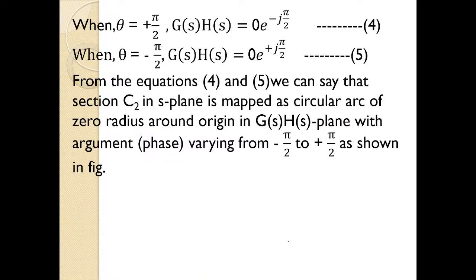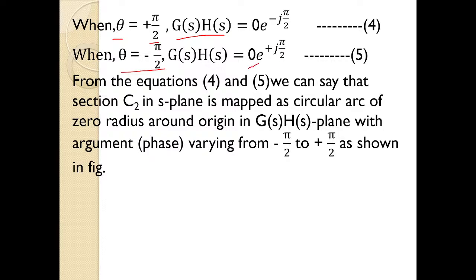Let us go to the next slide. So in the next slide, theta is equal to plus pi by 2. If theta is plus pi by 2, g of s, h of s will become 0 e power minus j pi by 2. If theta equal to minus pi by 2, g of s, h of s will become 0 e power plus j pi by 2. So just substitute pi by 2 in these powers of e. Now, what is g of s, h of s? For theta equal to plus pi by 2, it is 0 e power minus j pi by 2. For theta equal to minus pi by 2, g of s, h of s is equal to 0 e power plus j pi by 2.